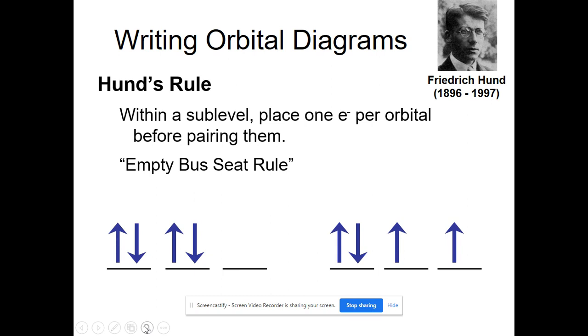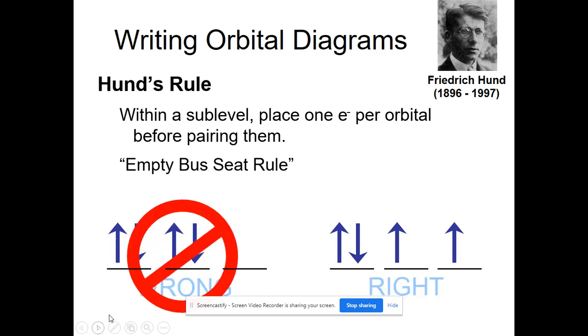What this says is that when you have a sublevel, you place one electron per orbital before you start pairing them up. This is also called the empty bus seat rule. So here is the P portion of the electron configuration for the orbital notation. The first way of writing this is incorrect. We have 4 electrons. Each of these lines represents an orbital within the P sublevel.